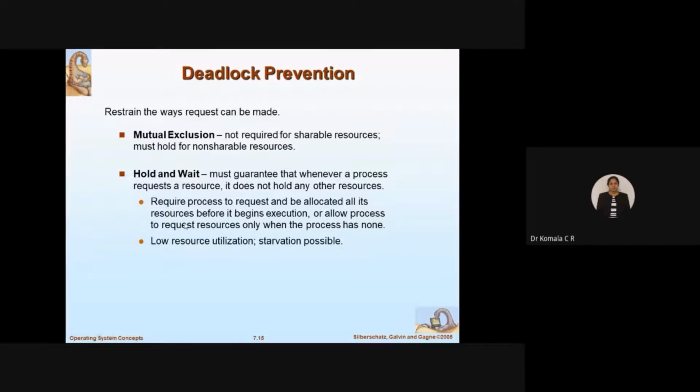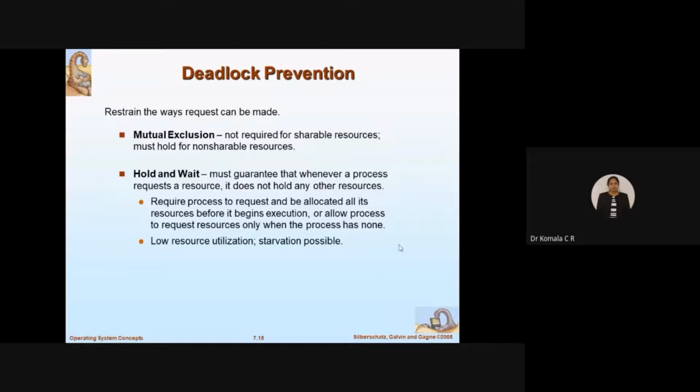So, or allow a process to request resources only when the process has none. That means if I want to complete P1, and it is requesting some resource, at that time it should not hold any other resource. If it is requesting R1, then P1 should not hold R2, R3, R4, and so on. So if there is no resource with P1, then I will think whether I can allocate the resource or not.